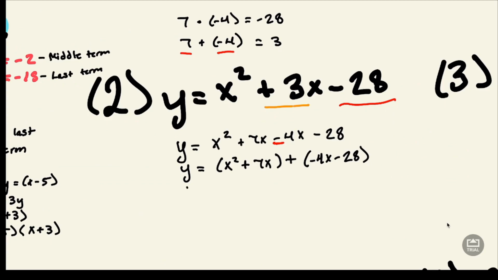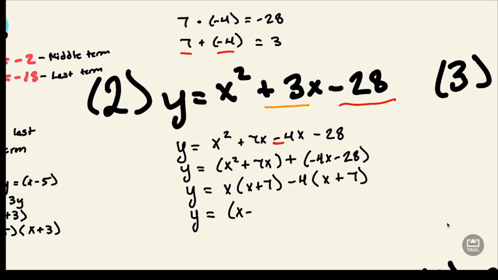Then, again, you look at what's common between the brackets. X is common, so you're left with x plus 7. What's common between this bracket? Negative 4. So you're left with x plus 7. Then, just by looking at common binomial factoring, you're left with x minus 4, x plus 7, and that would be your factored quadratic. Later on, when we're doing graphing, I'll tell you what these values give you.